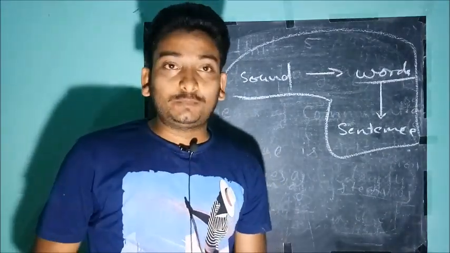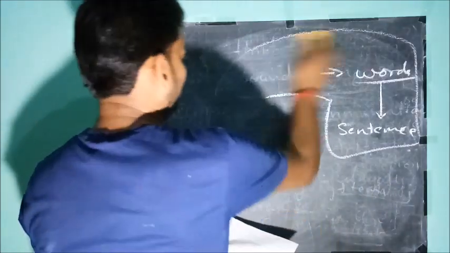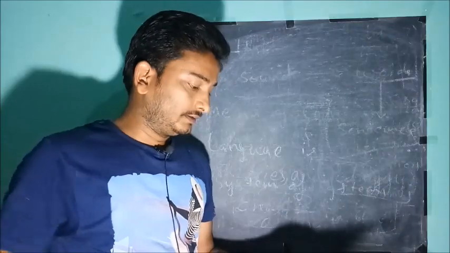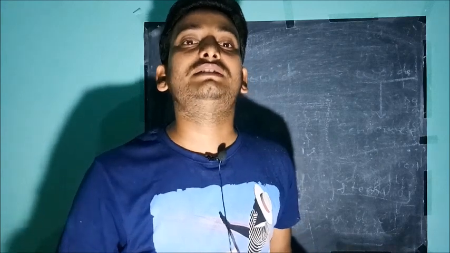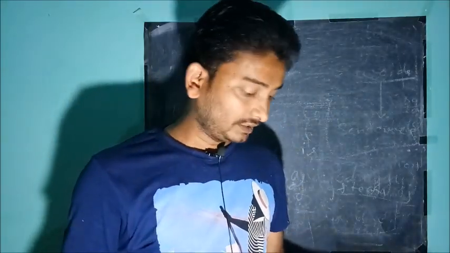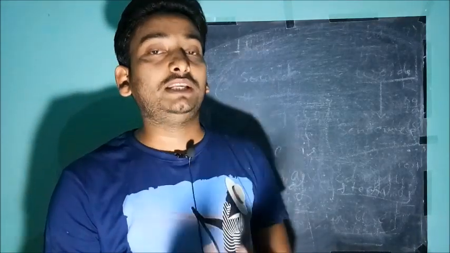We are going to the next point: language is primarily vocal. It is very clear that any language is primarily vocal, meaning first of all language is spoken, then written. The next point is that it differs from animal communication. Animals also communicate with each other, but our language is very different from animal communication.